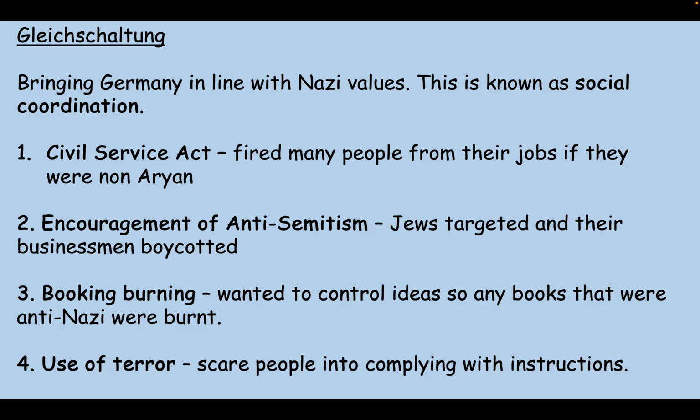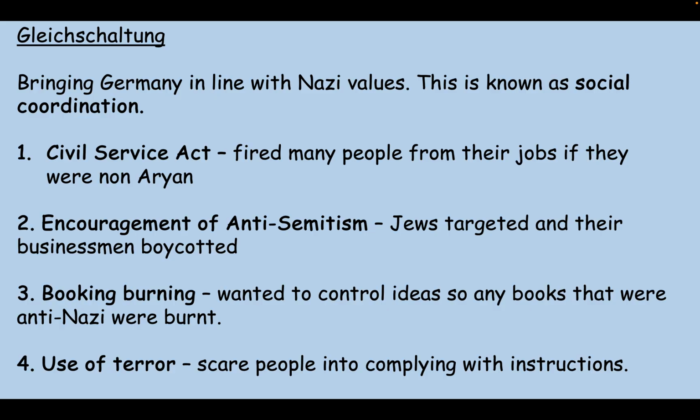The third thing that they do for Gleichschaltung is about book burning. Now, they want to control the ideas that people are reading and that people have access to. So any books that are deemed as politically unreliable are destroyed. So books written by Jewish people, books written by communists, books which undermine German values, they are burnt.